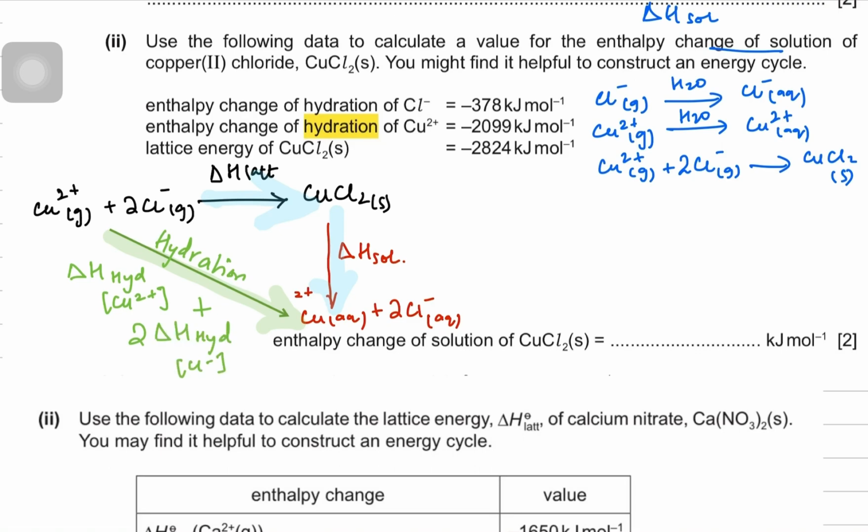You know why 2 times? Because we are dealing with 2 moles of chloride ions. What's our equation in this case? It becomes lattice enthalpy plus solution enthalpy equals the hydration of copper and 2 times, not just 1, 2 times hydration of chloride. So let me put it here like this: chloride hydration and copper 2+ hydration is equal to the solution and lattice.